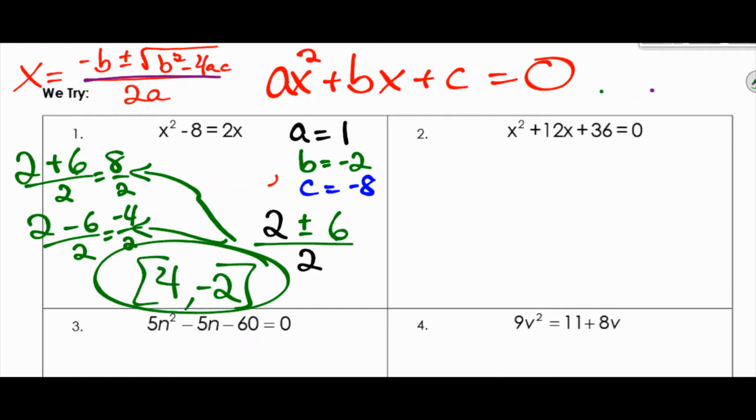I can also take those and plug them back in and make sure that they're actually making this equation true. So I would take 4 and plug it in for both those x's, make sure that equation's true, and then take negative 2 and plug it in for both those x's and make sure the equation's true. You can always check it by plugging your answers back in.